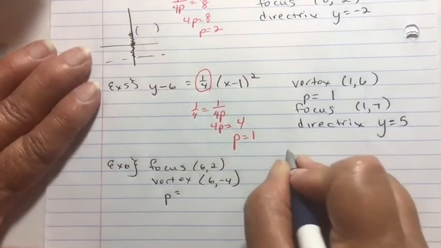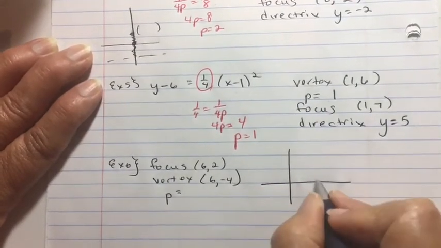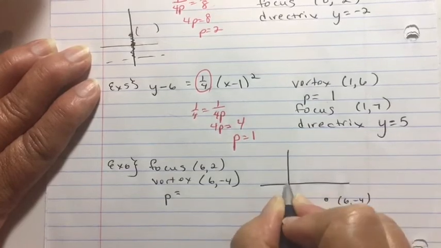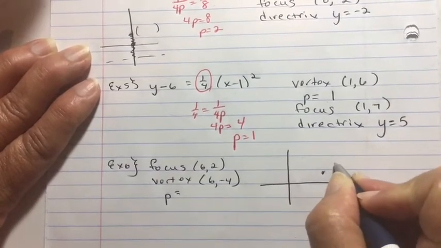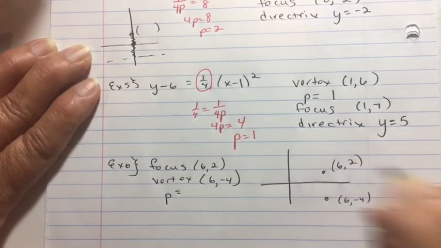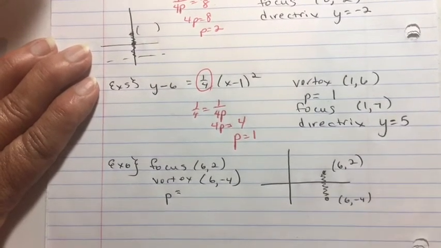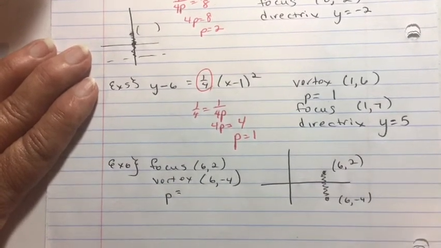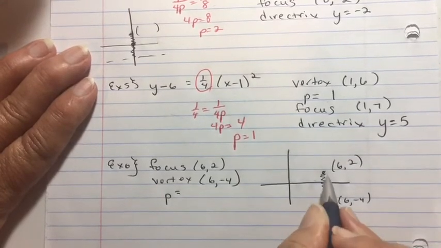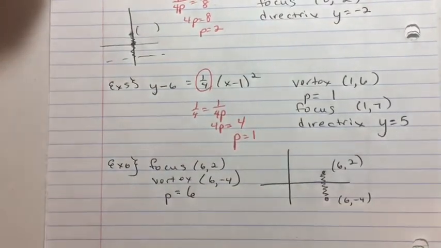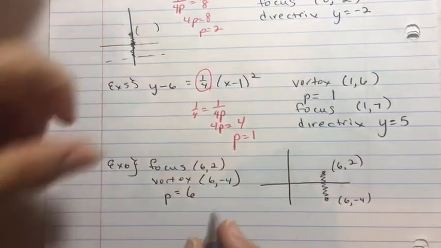A quick sketch might help you out. If your vertex is on (6, -4), and your focus is on (6, +2), remember the p is the distance right here between the focus and the vertex. So this is 4 down and 2 up, so a total distance of 6. Your p is 6. Ready to put it into the equation.